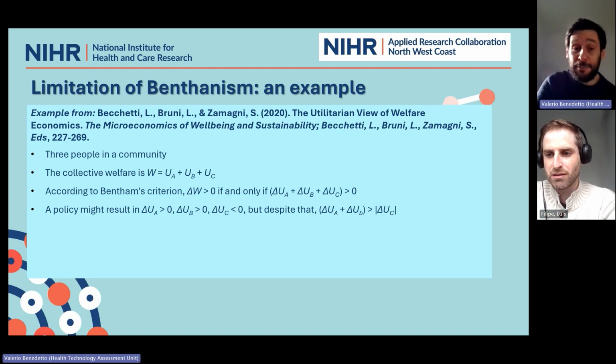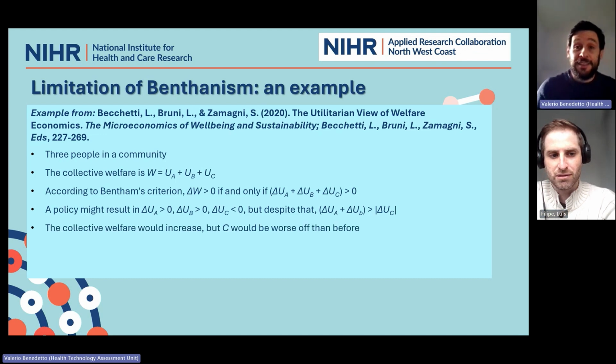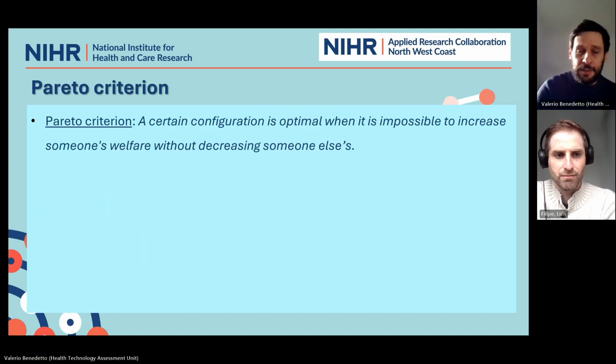Absolutely. That's a very good example, Luis. And that's what the limitation around Benthamism is all about. The collective welfare would increase, but C will be worse off, as Luis was saying. So we need to deal with that, and Benthamism doesn't really deal with that.